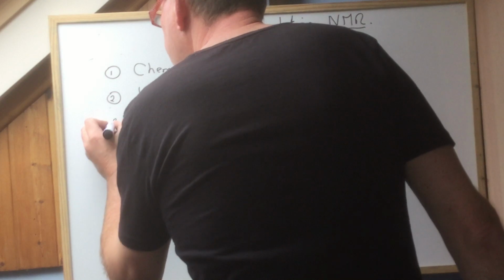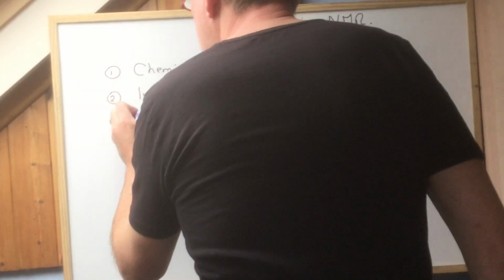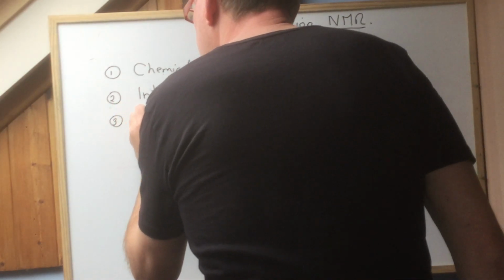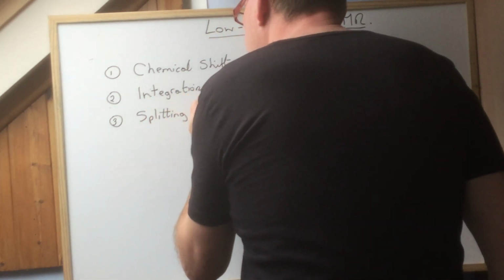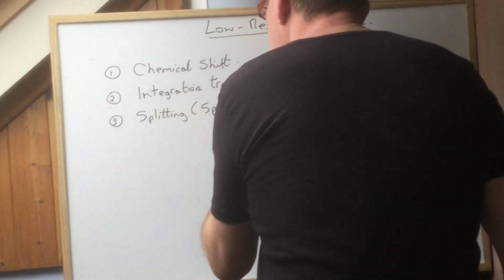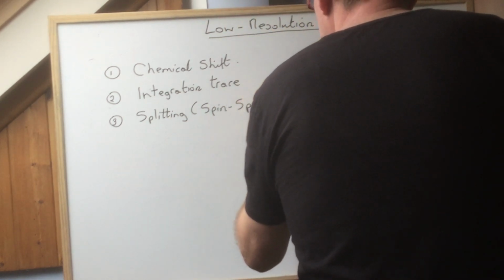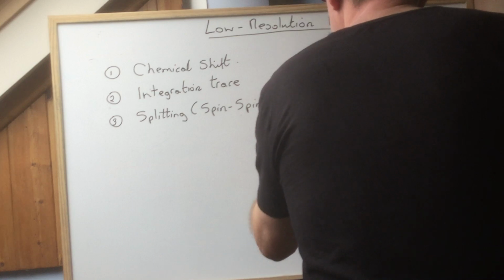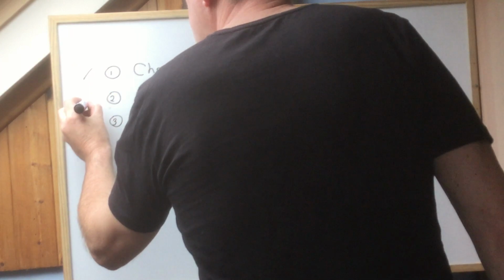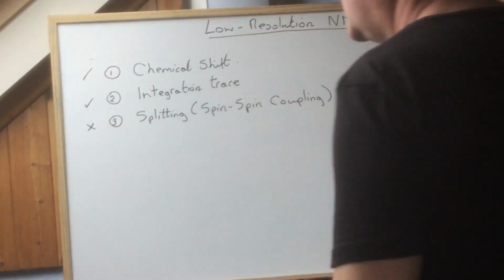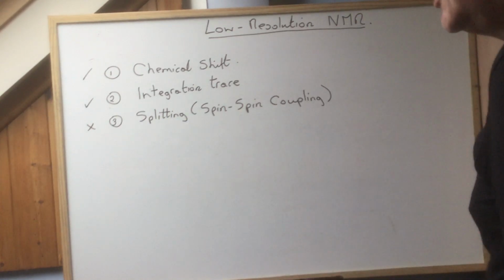And finally, what low res will not show you is something called splitting. To give it its correct word, spin-spin coupling. And this is where it gets very interesting. You get the chemical shift and integration with low res, but you don't get splitting with low res. What I will do is when I move on to high res, we'll bring the splitting into the equation.